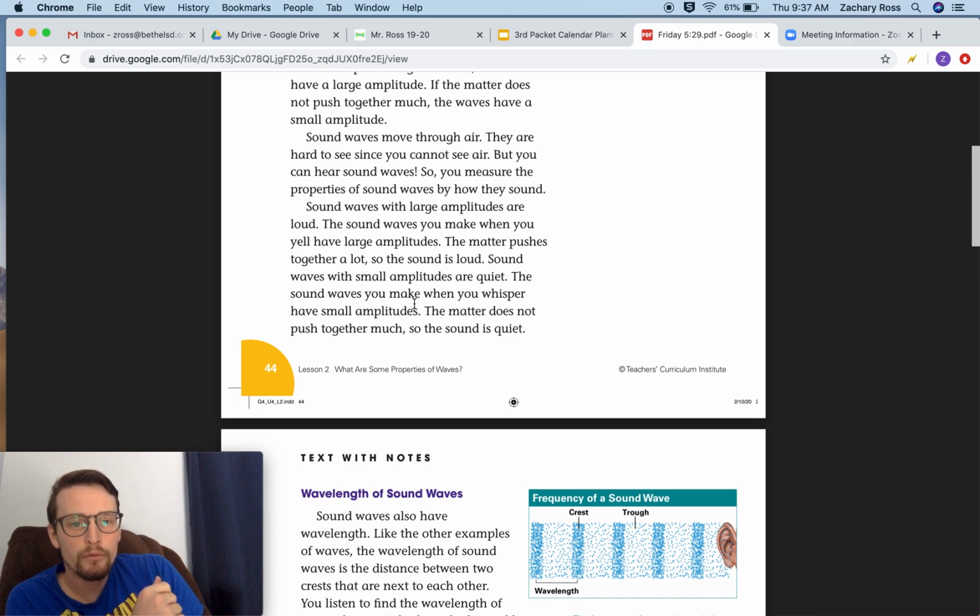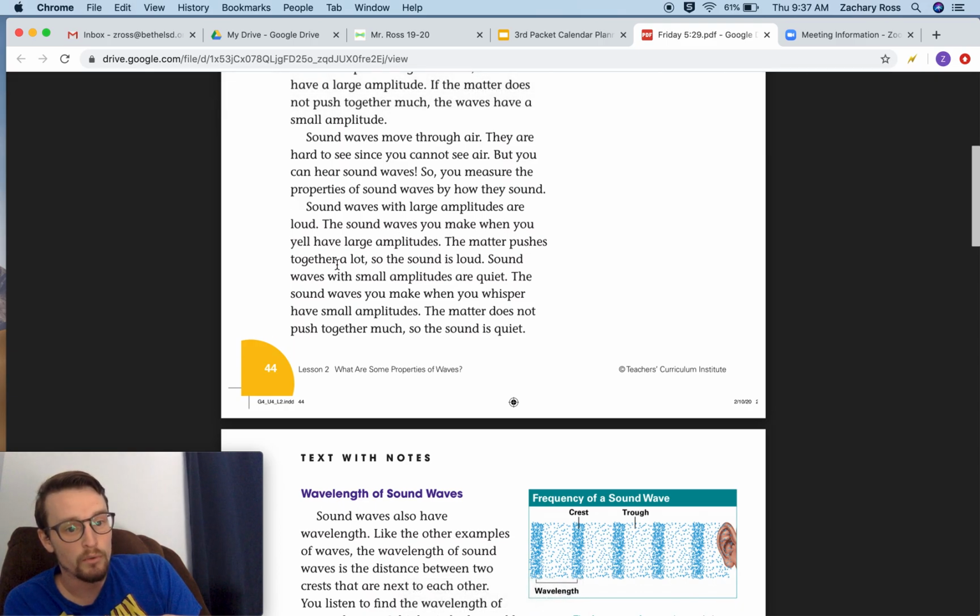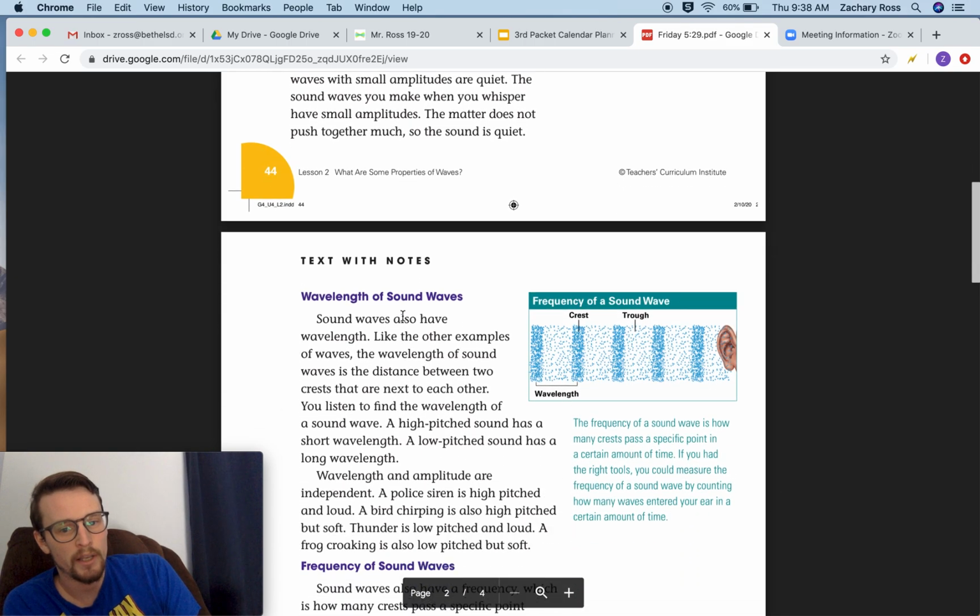Sound waves move through the air. They are hard to see since you cannot see air. But you can hear sound waves, so you measure the properties of sound by how they sound. Sound waves with large amplitudes are loud. Sound waves you make when you yell have large amplitude. The matter pushes together a lot, so the sound is loud. Sound waves with small amplitudes are quiet. The sound waves you make when you whisper have a small amplitude. The matter does not push together as much, so the sound is quiet.